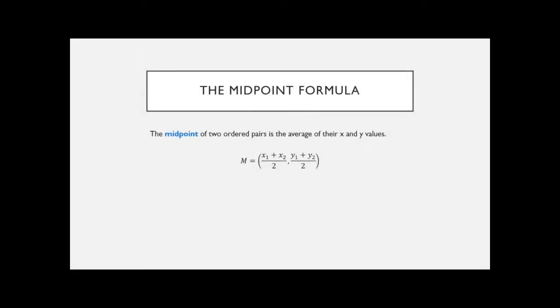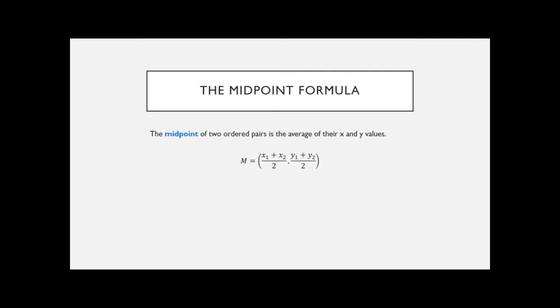So the next formula we have is called the midpoint formula. And the midpoint is just the halfway point. And so you can see in the formula we have, it's divided by 2, kind of indicating that halfway point. It is literally just the average of your x values and your y values. So you're just averaging your points out.